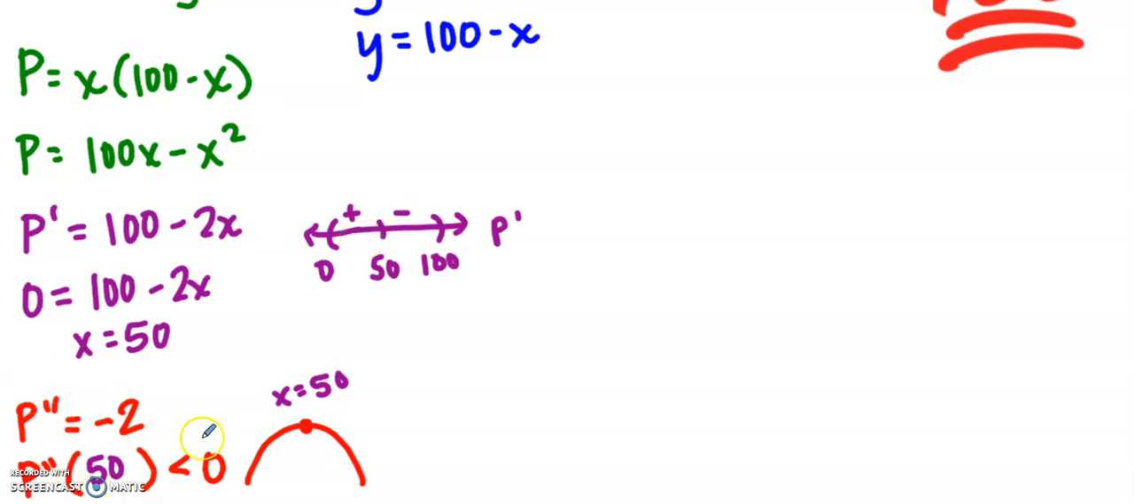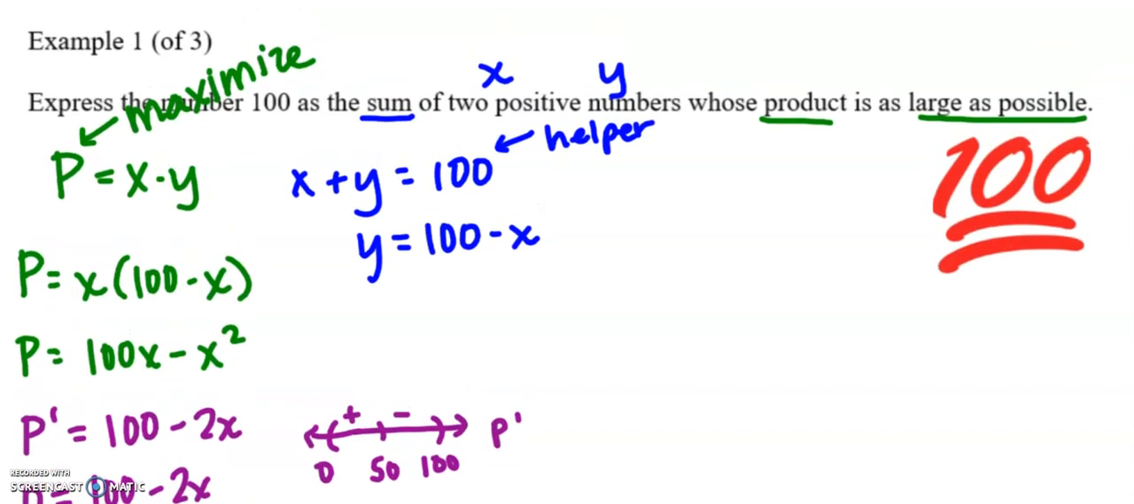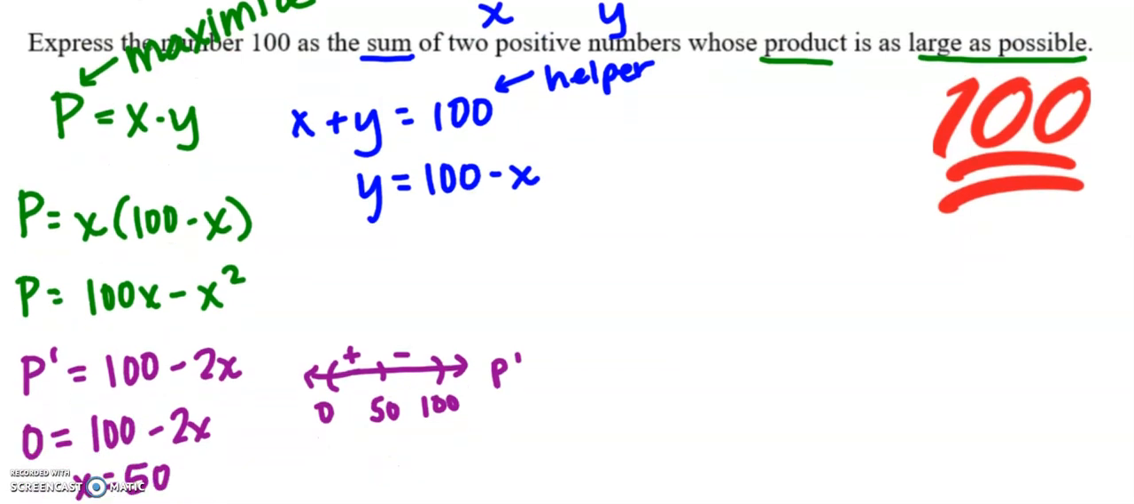In this case, I think the second derivative test for extrema is easier, right? Find the critical number, figure out, was your graph smiling or frowning at that critical number? So the question said, express the number 100 as the sum of two numbers. Well, we know that at x equals 50, we have a relative max.